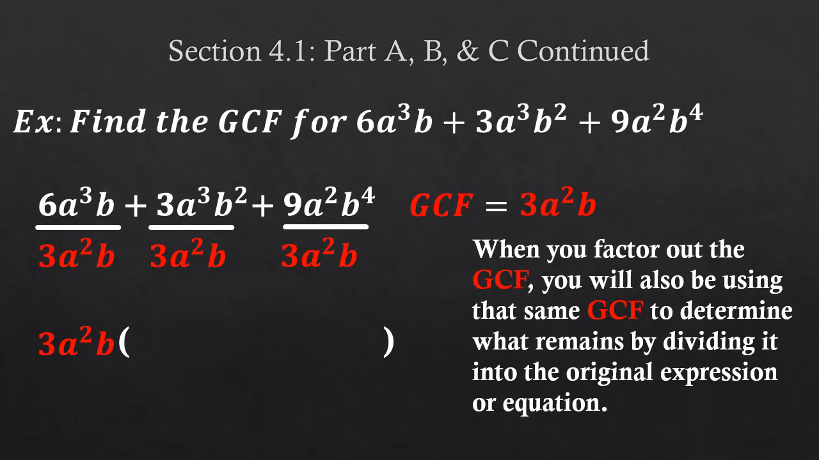and subtraction of exponents. 6 divided by 3 is 2. 2 a's from 3 a's leaves a. 1 b from 1 b leaves no b's. Plus 3 divided by 3 is 1. 2 a's from 3 a's leaves a. 1 b from 2 b's leaves b. Plus 9 divided by 3 is 3. 2 a's from 2 a's leaves no a's. And 1 b from 4 b's leaves 3 b's.